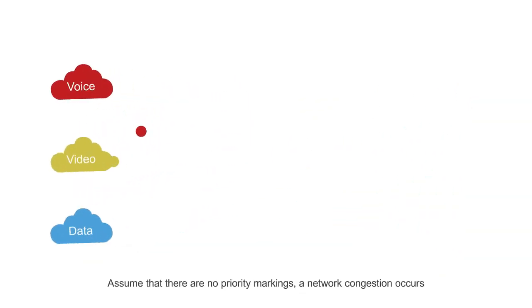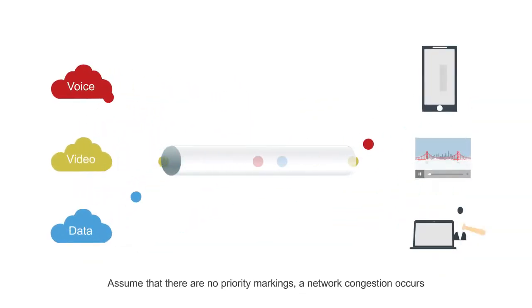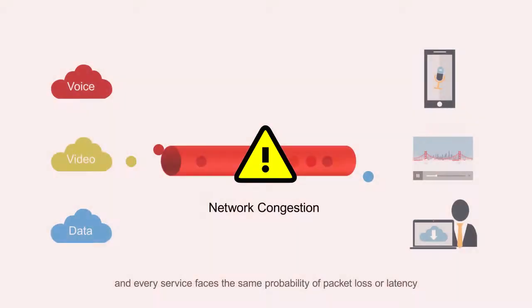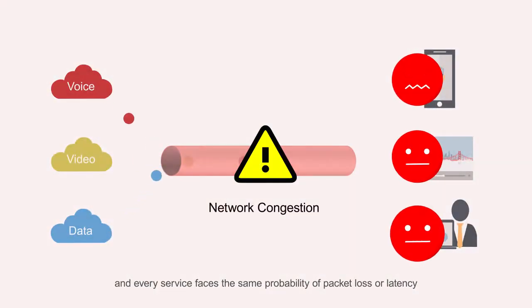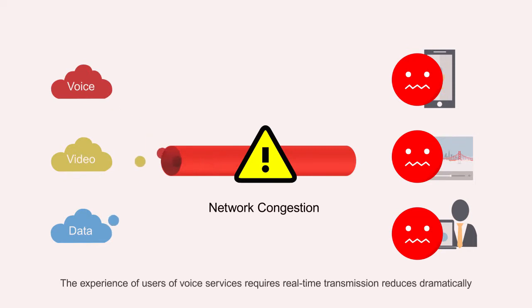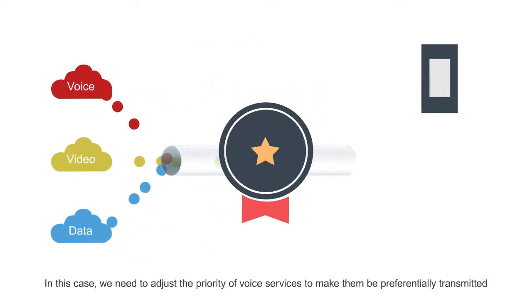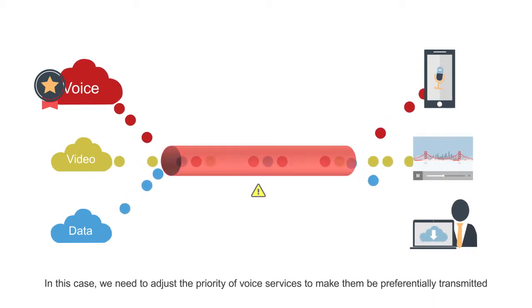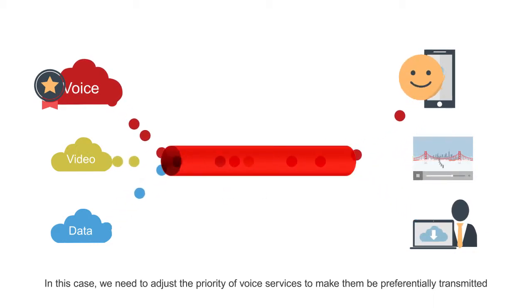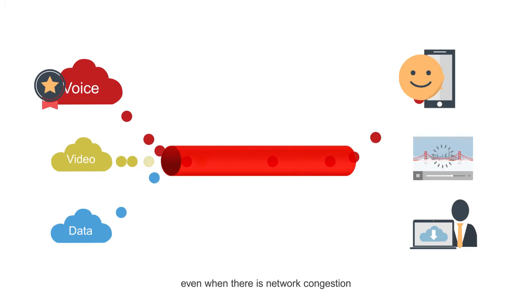Assume that there are no priority markings. A network congestion occurs, and every service faces the same probability of packet loss or latency. The experience of users of voice services, which require real-time transmission, reduces dramatically. In this case, we need to adjust the priority of voice services to make them be preferentially transmitted even when there is network congestion.